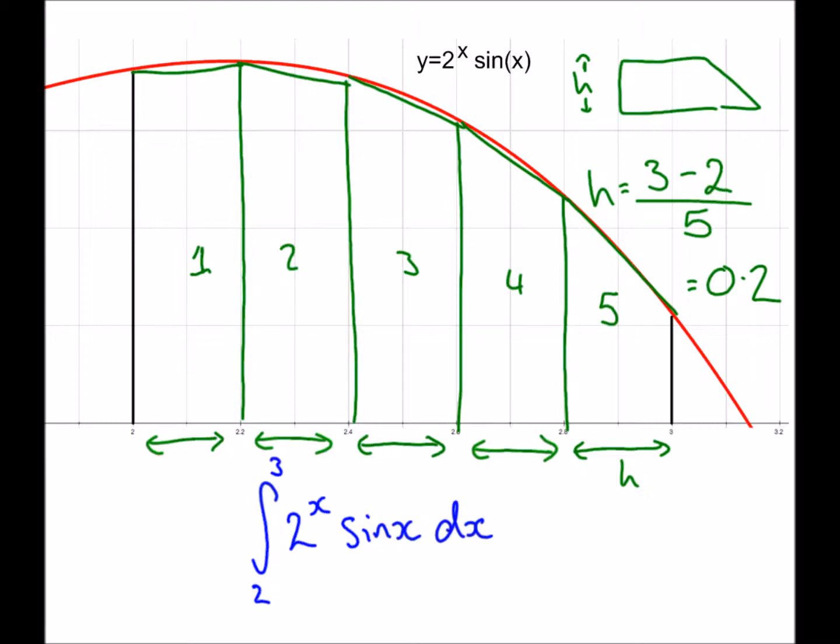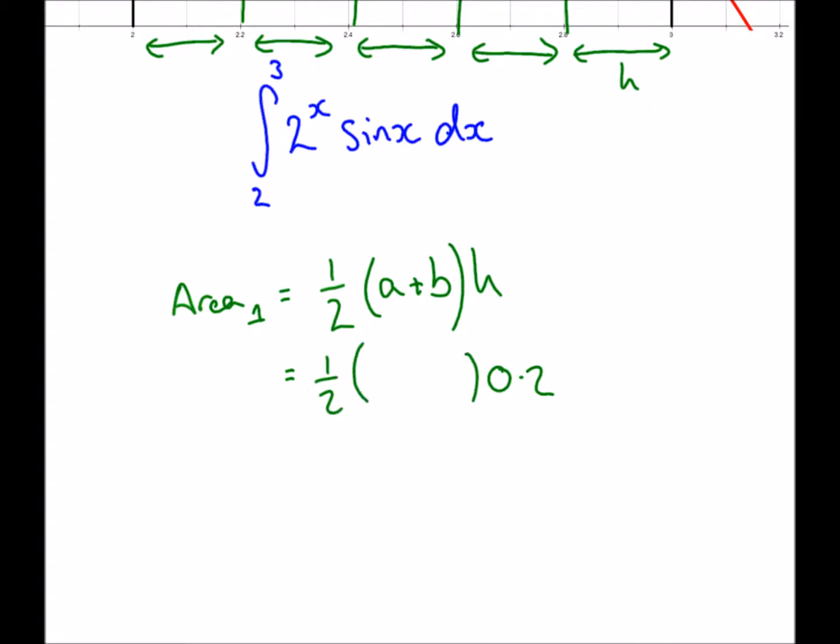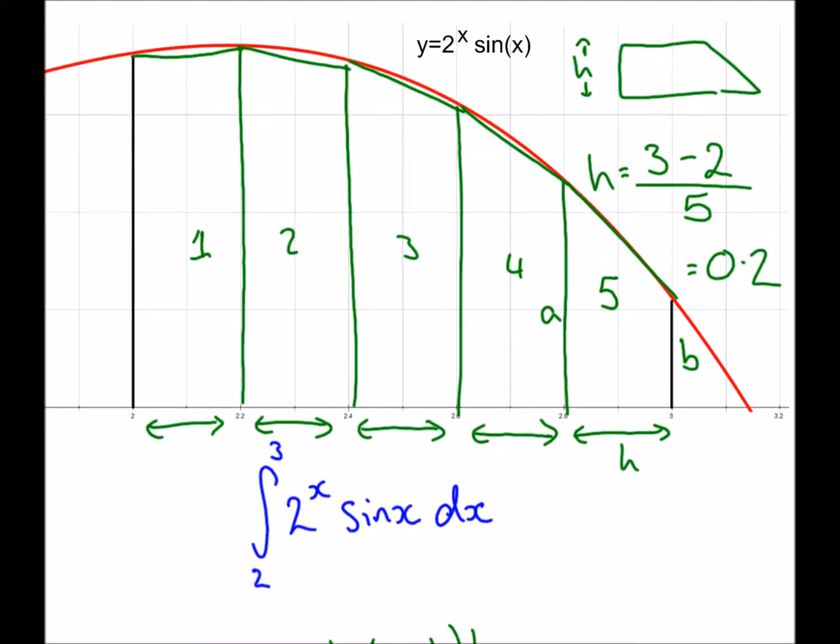The other bit of information I needed was a and b. And in this case, my opposite sides, my parallel sides, are the ones which are vertical. So let's find the area of my first trapezium. So let's go for area of trapezium 1, and we know that that is going to be a half (a plus b) times h. Well, we can write in that h is 0.2, and we can put our half in, but now we need to find a and b. So on my trapezium 1, a is this side and b is this side. I need to find the length of this line.